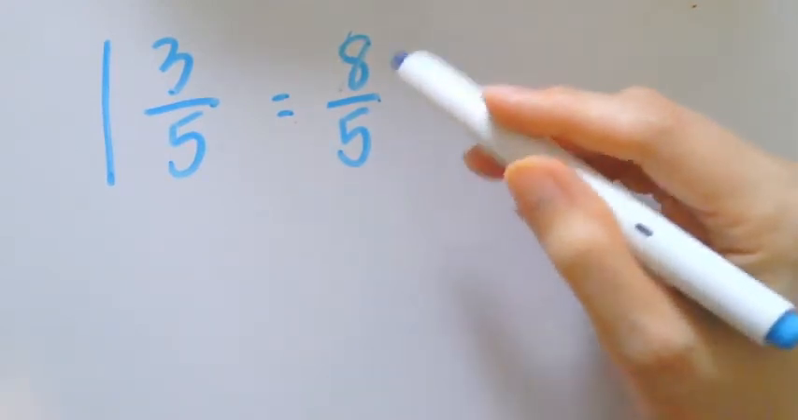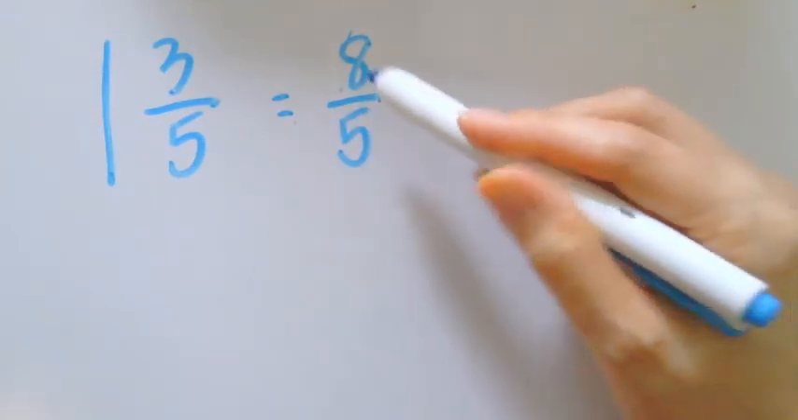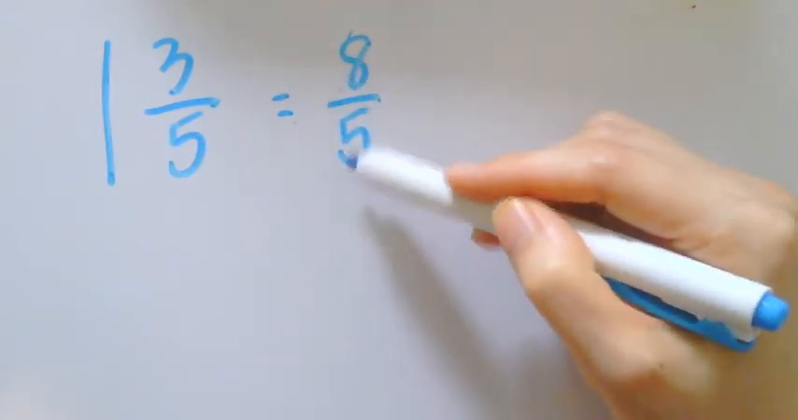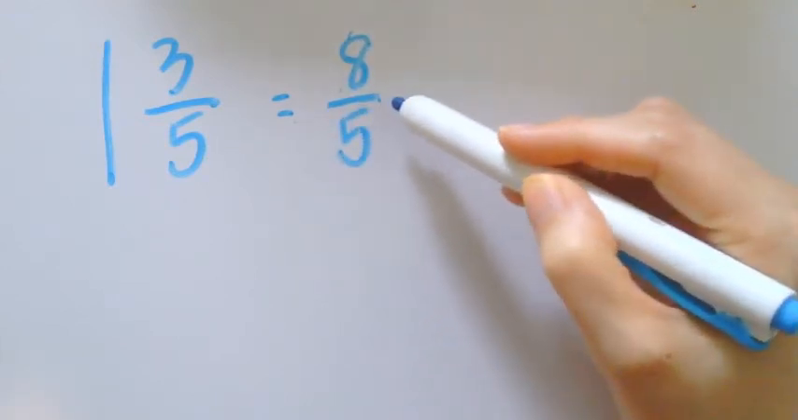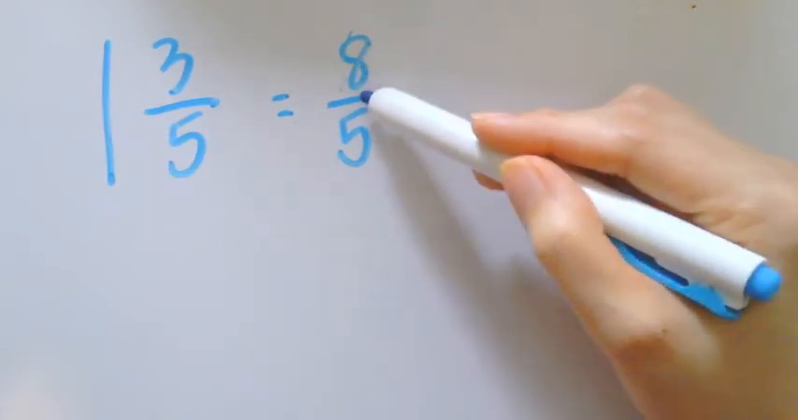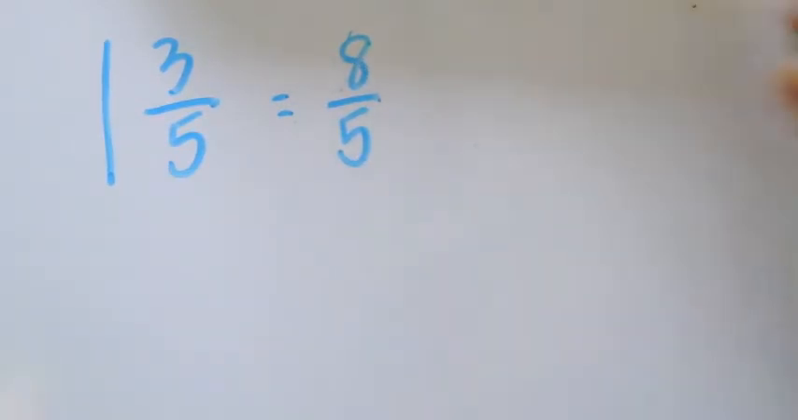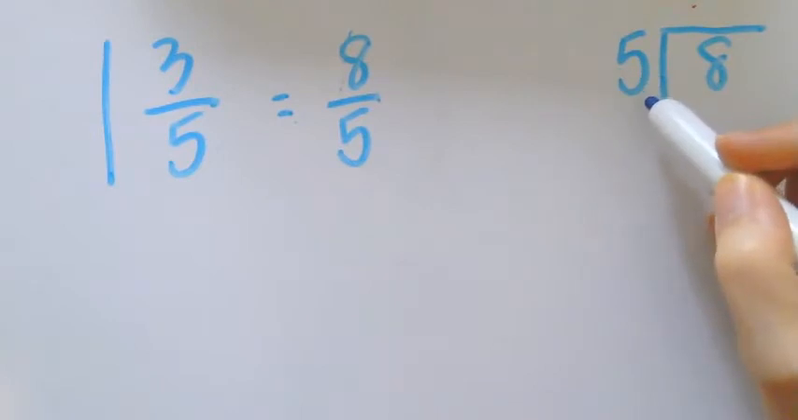When we look at this fraction bar, we should notice a couple of things. It separates these two numbers. It keeps the numerator away from the denominator, but it's also viewed as a division sign. So you can read this as 8 divided by 5. If I were to divide 8 by 5, I'm dividing 8 by 5.